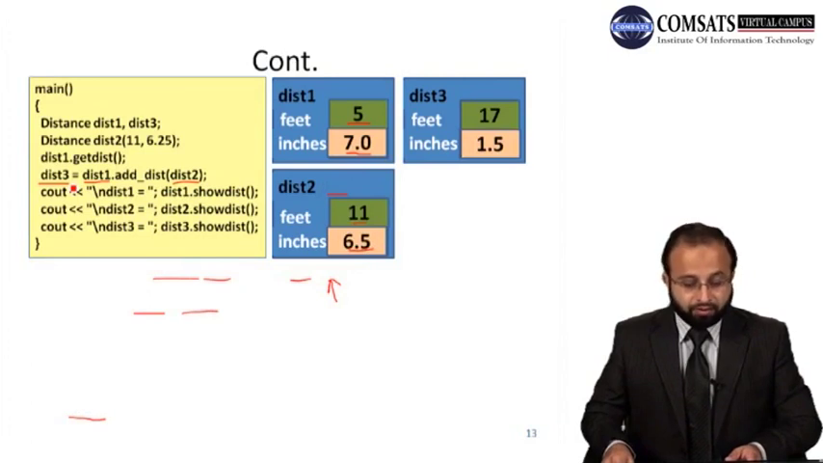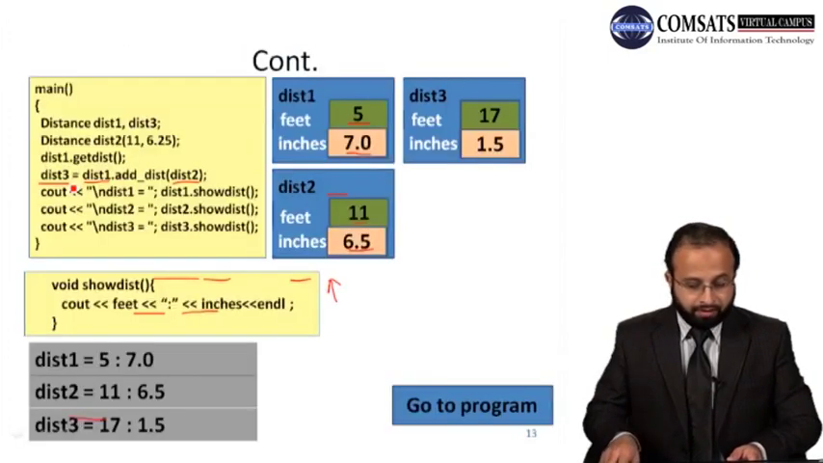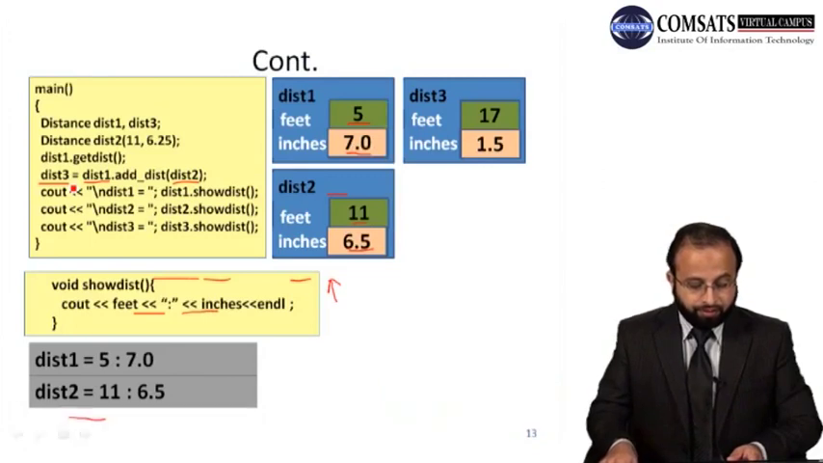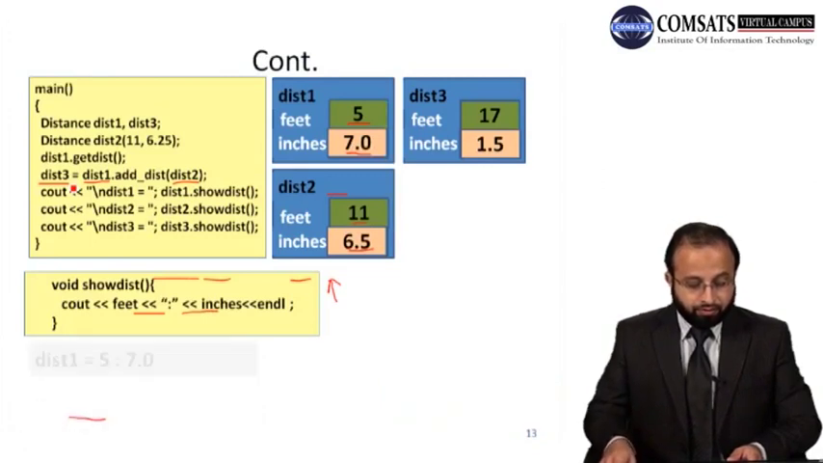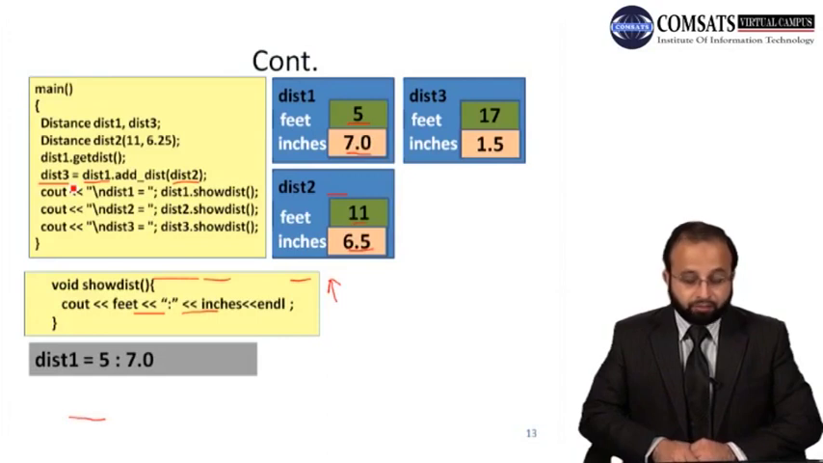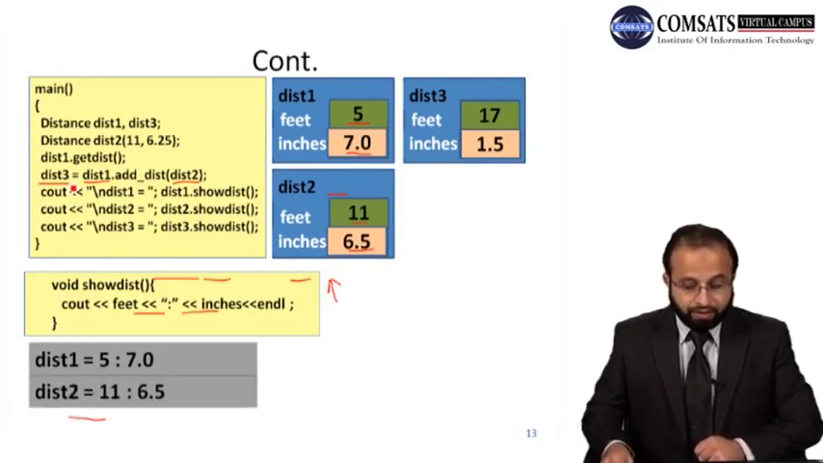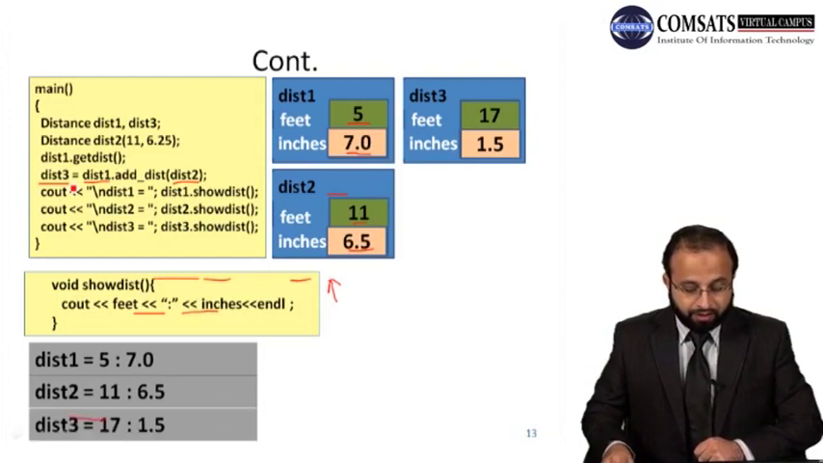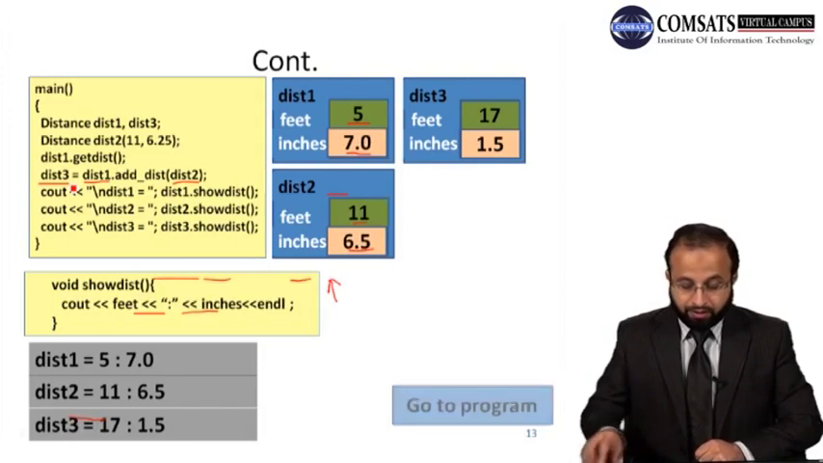Then you can print those values using a show dest function. So first the show dest function is called with dest1, so 5 feet and 7 inches, and then dest2 11 feet and 6.5 inches, and then dest3 is 17 feet and 1.5 inches, right? Let's go and see the example program.